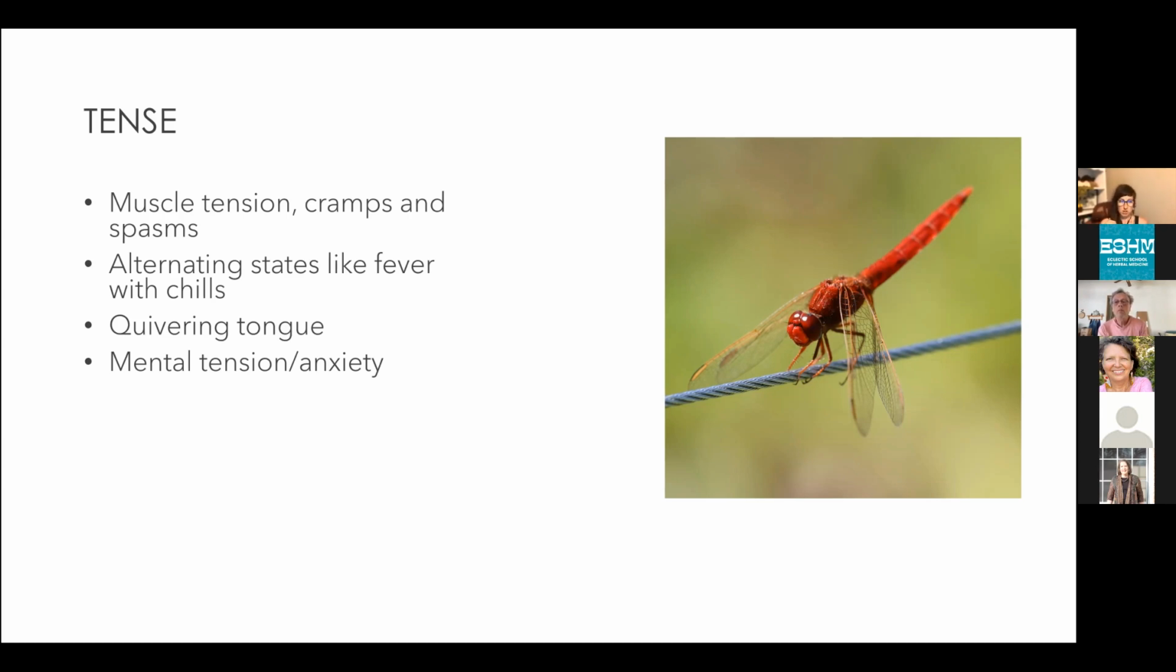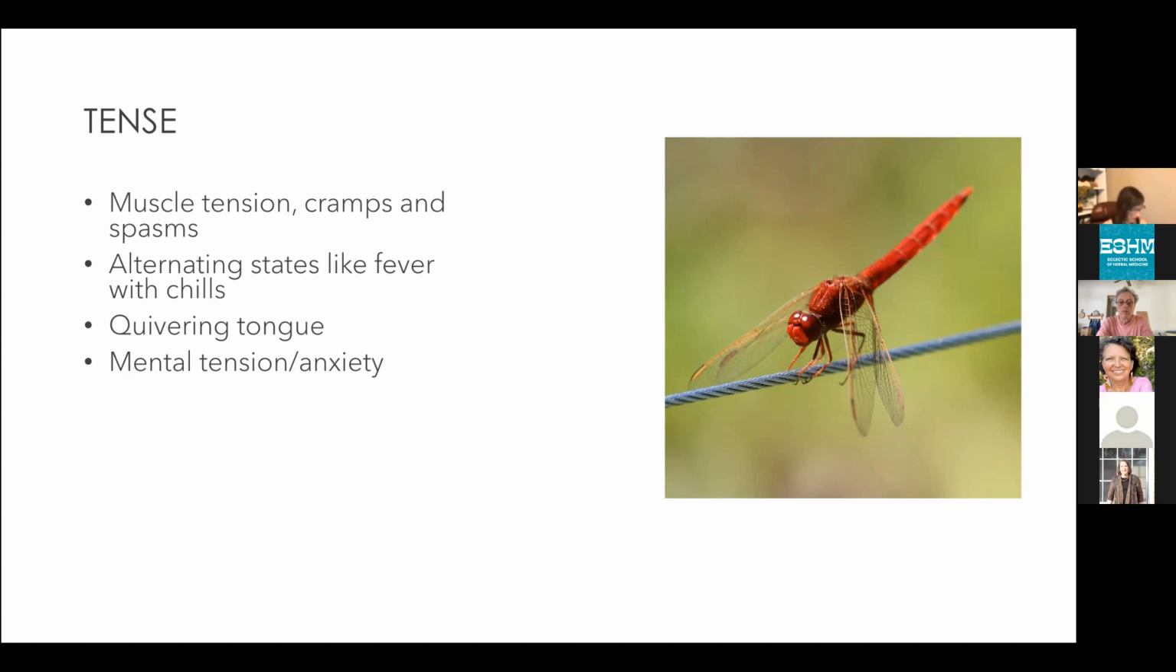That can be a sign of tension. We often see mental tension, anxiety, irritability, potentially some jaw grinding or jaw clenching at night. And note that magnesium deficiency can also cause most of these symptoms. I would say not necessarily the fever with chills, but the shaky tongue, the mental tension, the muscle tension, and the spasms. So we always want to look at what's going on in the body, but also note that there might be things causing it that don't have to do with that primary tissue state.